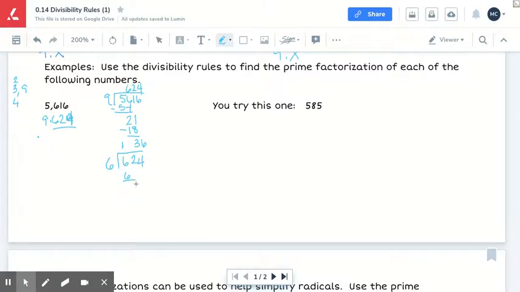gives me a 0. So bring down the 2. 6 won't go into 2, so that's a 0. Bring down the 4. 6 will go into 24 4 times. So 104. Now I can rewrite it as 9 times 6 times 104. And again, 6 is easy to break down, so I'm going to focus on 104 next.